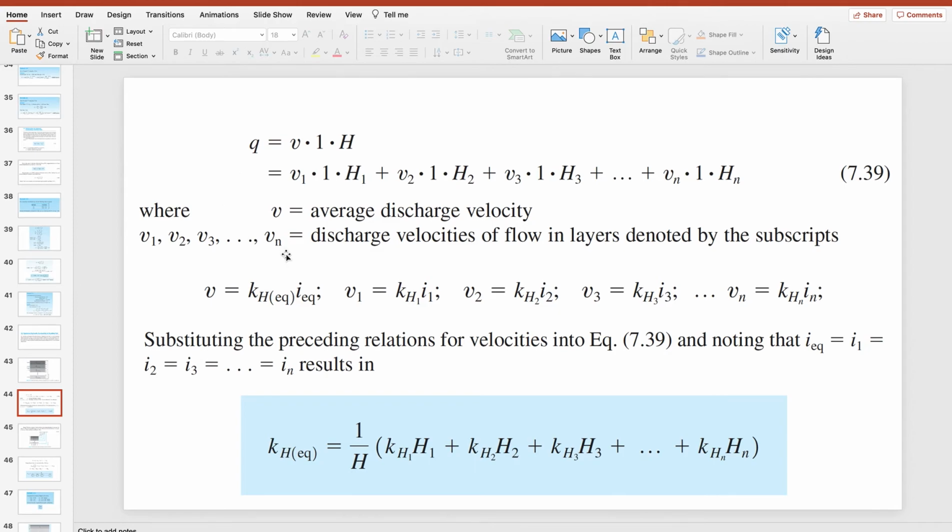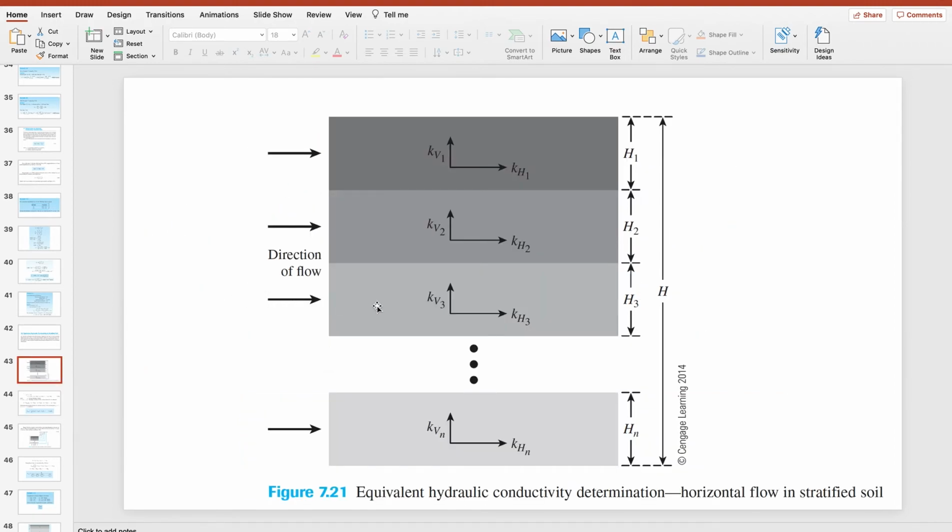So for the horizontal, you have K sub H is equivalent to 1 over H times the quantity K sub H sub 1 times H sub 1 plus K sub H sub 2 times H sub 2 up to K sub H sub n times H sub n, where v is the average velocity of the discharge. Okay, that this is for the horizontal. Horizontal, pag ganito, direction ng flow. Okay?